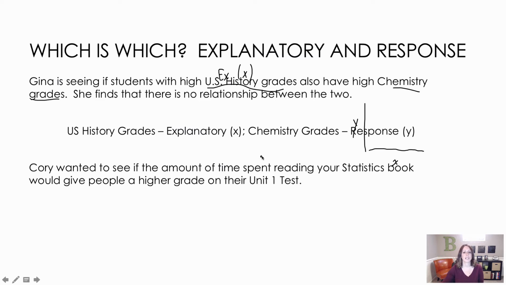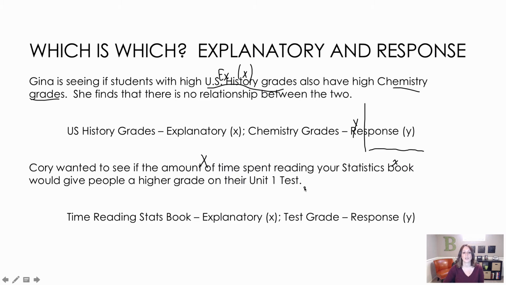Next, Corey wanted to see if the amount of time spent reading your statistics book would give people a higher grade on their Unit 1 test. Amount of time, of course, is quantitative because we're talking about a length of time. That's going to be our X, because people are reading to see if it makes a difference on their Unit 1 test grade, which is also quantitative. So X, the explanatory variable, would be time reading the stats book, and test grade would be your response.